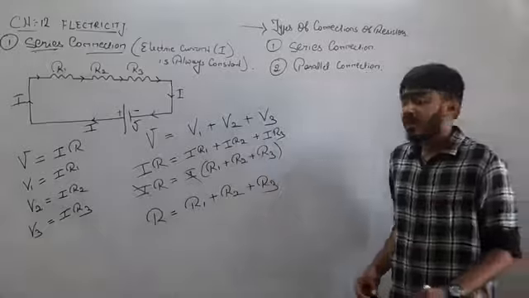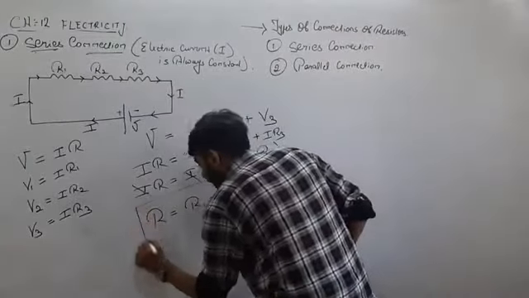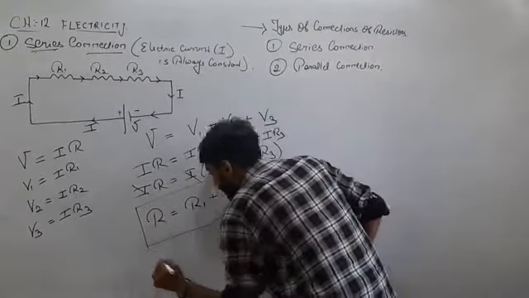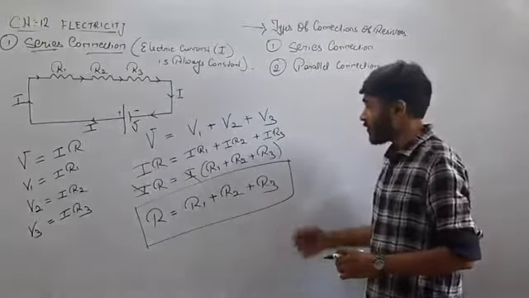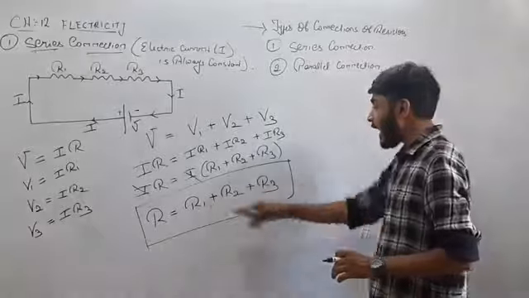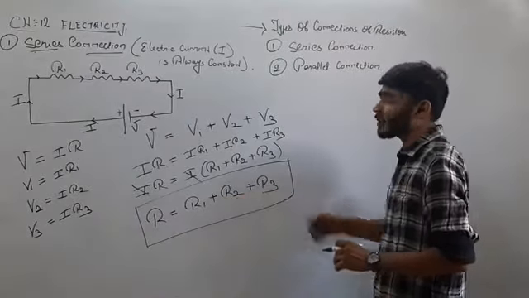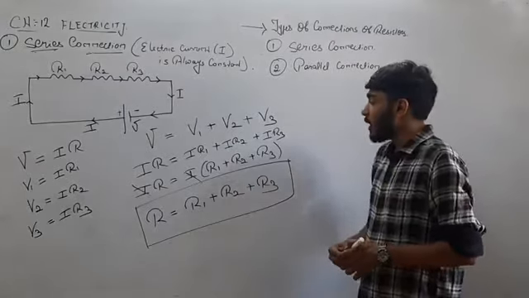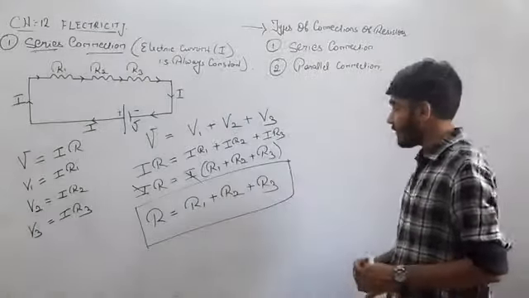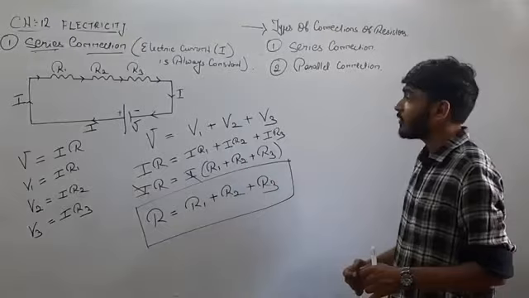So this is the final formula for the series connection of resistance. That is R equals R1 plus R2 plus R3. And this is the general formula.